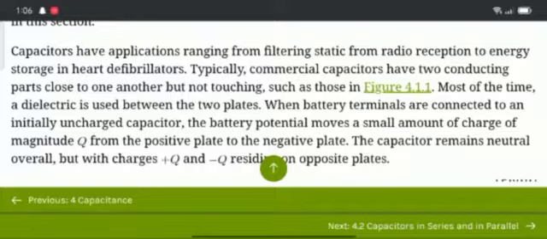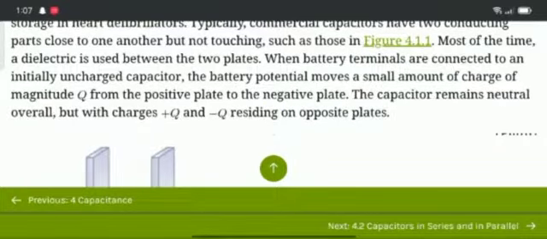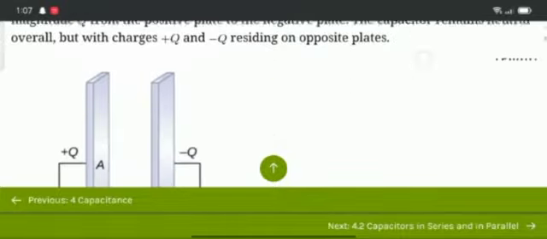Most of the time, a dielectric is used between the two plates. When battery terminals are connected to an initially uncharged capacitor, the battery potential moves a small amount of charge of magnitude q from the positive plate to the negative plate. The capacitor remains neutral overall, but with charges plus q and minus q residing on opposite plates.